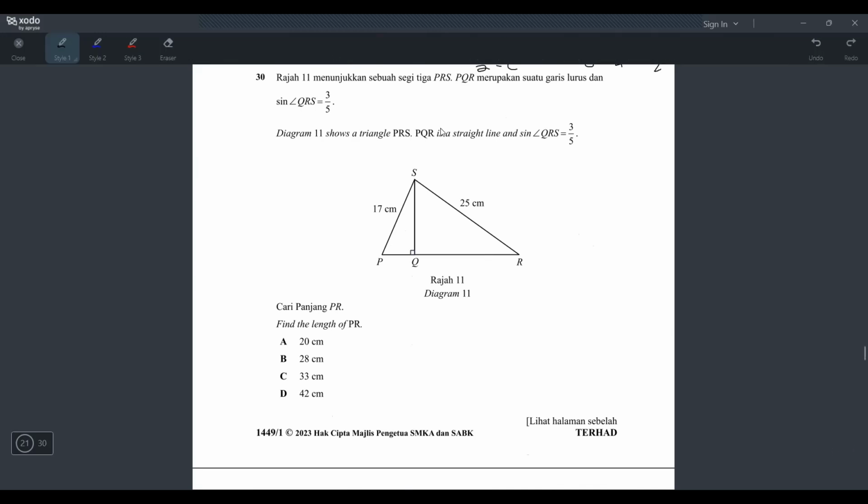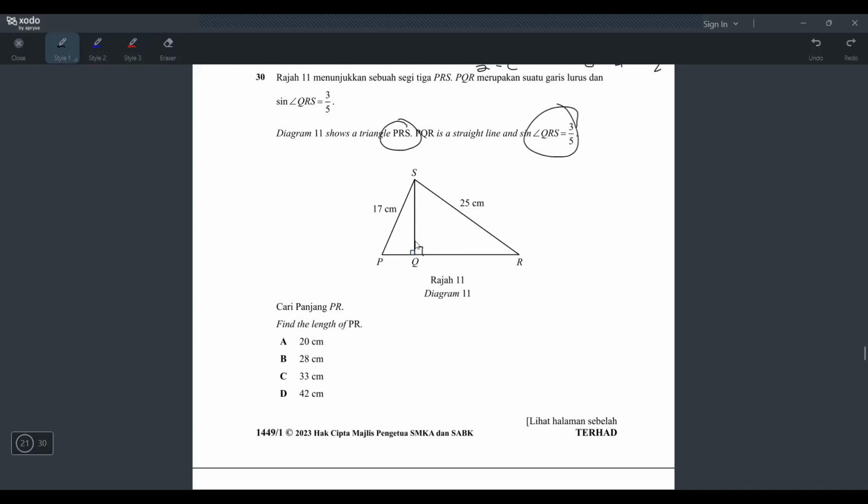Okay, question 30. I think this one is trigo. Diagram 11 shows triangle PRS. But if you look at the big triangle, there's no right angle, no 90 degrees. So you cannot use the big triangle to do SOH CAH TOA. You can only use it when it's a right angle. PQR is a straight line, and sine QRS is 3/5. So if this is a straight line, this one is 90 degrees. The big triangle is not a right angle, but I can see one right angle here and one right angle here.